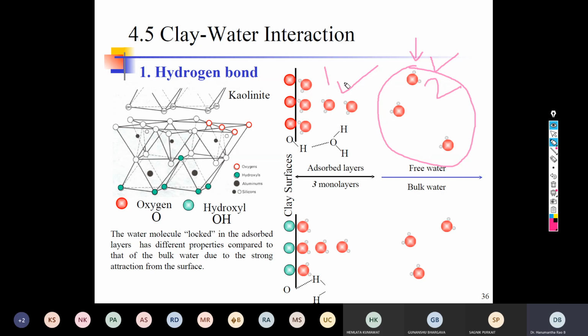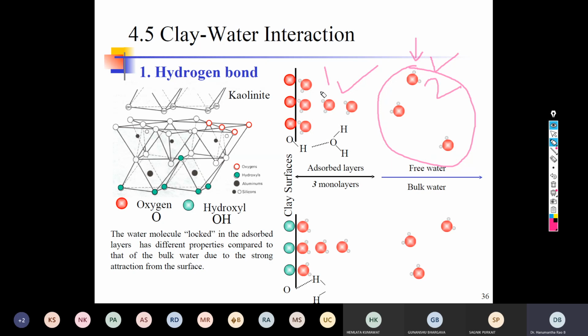Initially only the overburden pressure is applied, which is nothing but your surcharge. But because of that, we could remove only the free water. The adsorbed water is still as it is. So if you want to remove the adsorbed water and increase the consolidation, then one has to apply either thermal energy or electrical energy or any other energy which could interact with the diffuse double layer, thereby reducing the thickness of the diffuse double layer.